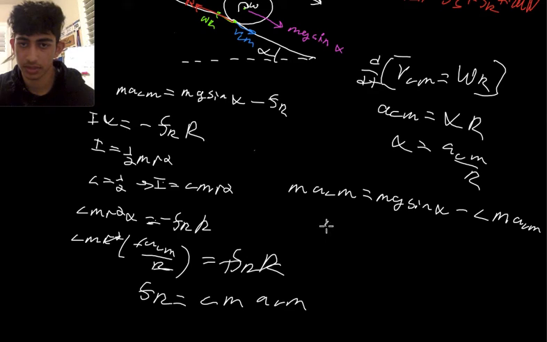Simplifying, we get that the acceleration of the center of mass is equal to g sine alpha all over 1 plus c.